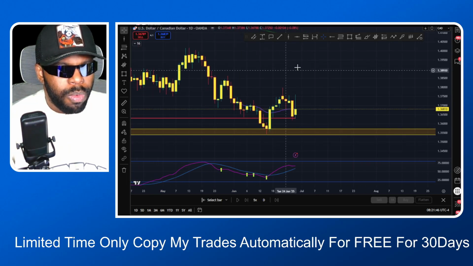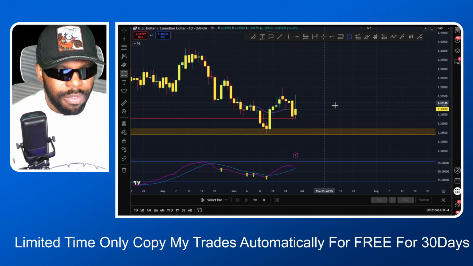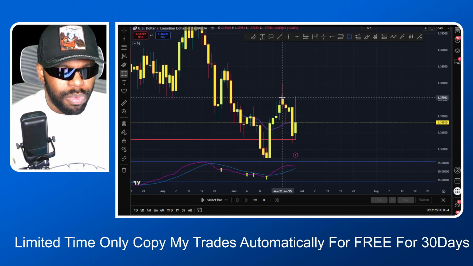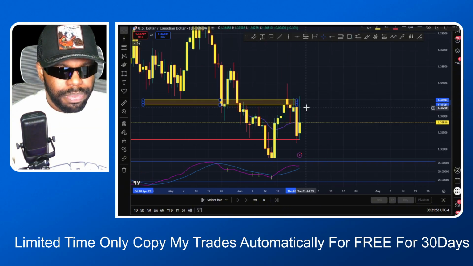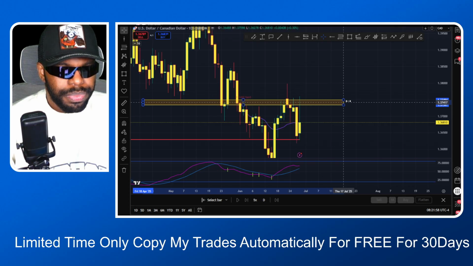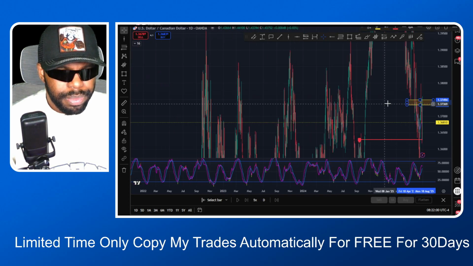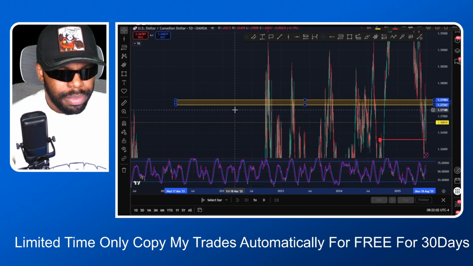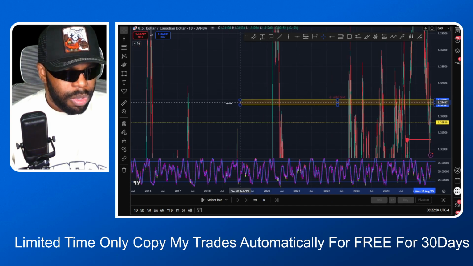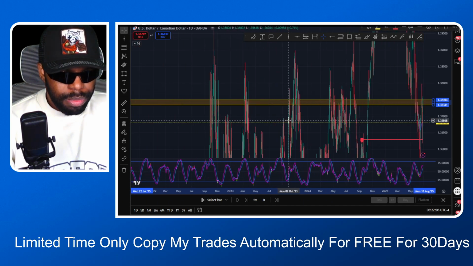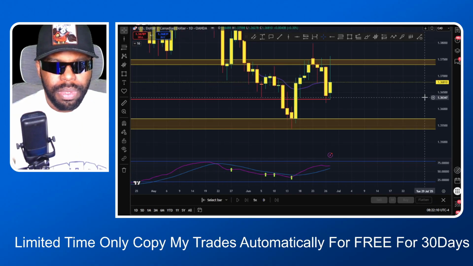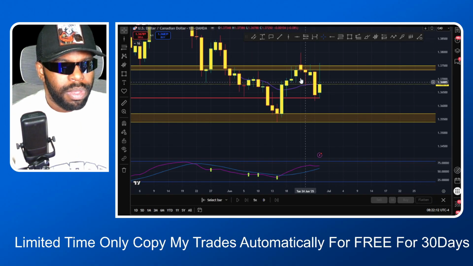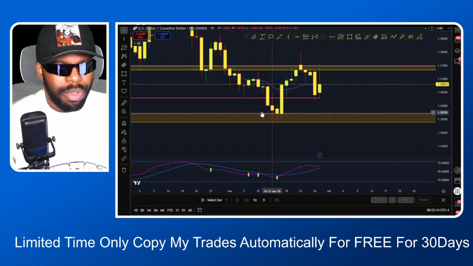Then what I want to do next is look for my previous weekly high. In this case, this is going to be this one here. I like to draw it in the past here to also see if this zone is being respected. And as you can see, I've got my previous weekly high and my previous weekly low.